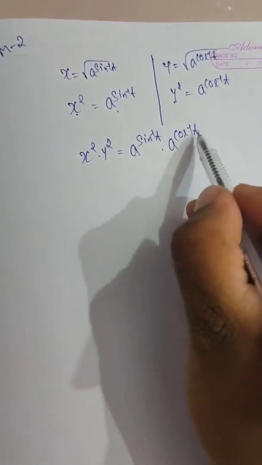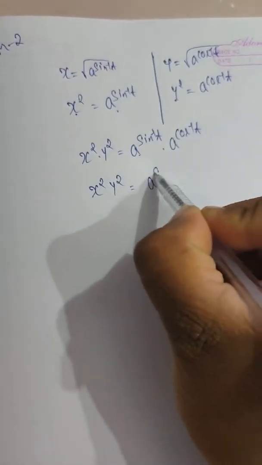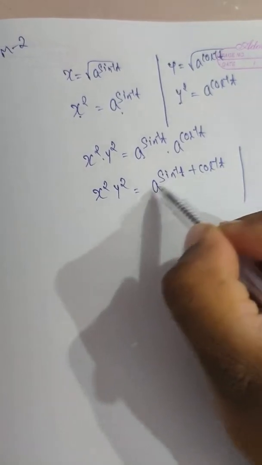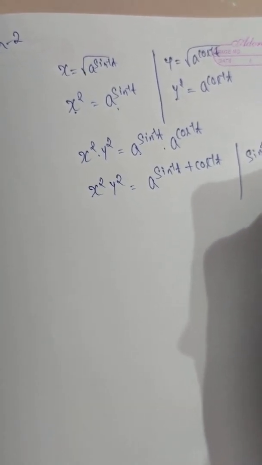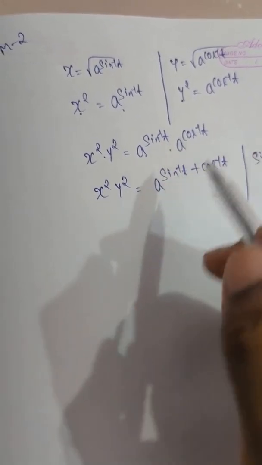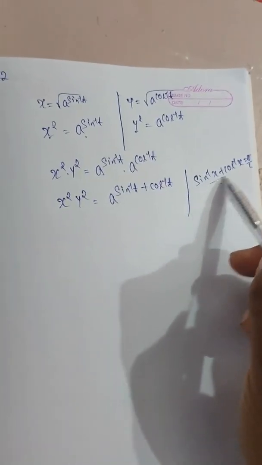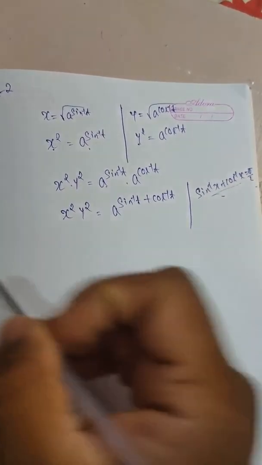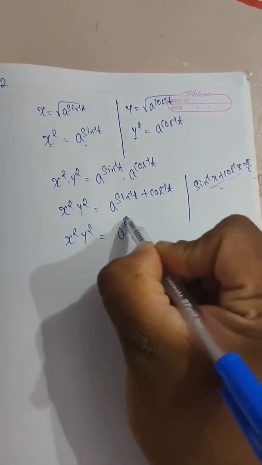Here the base is the same, so add the powers. Then x square y square is equal to a to the power of sin inverse t plus cos inverse t. You want to use the property of inverse trigonometry. What is the property? Sin inverse x plus cos inverse x is pi by 2. So sin inverse t plus cos inverse t is pi by 2. Means x square y square is equal to a to the power of pi by 2.